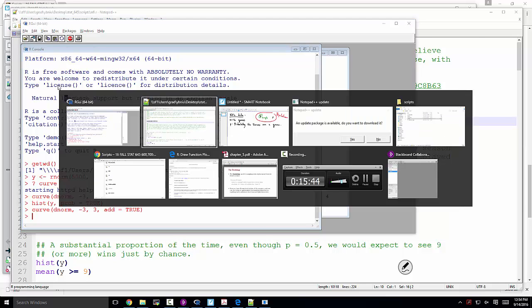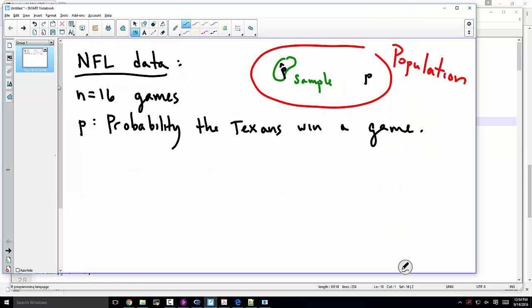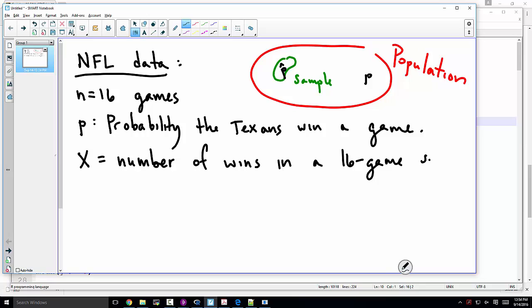Our data, by the way, let me write something else here. Let's say that X is defined to be the number of wins in a 16-game season. X is the number of wins. You're going to play 16 games. Imagine there's zeros and ones for each one, depending on whether you won or lost. And X is adding them all up.